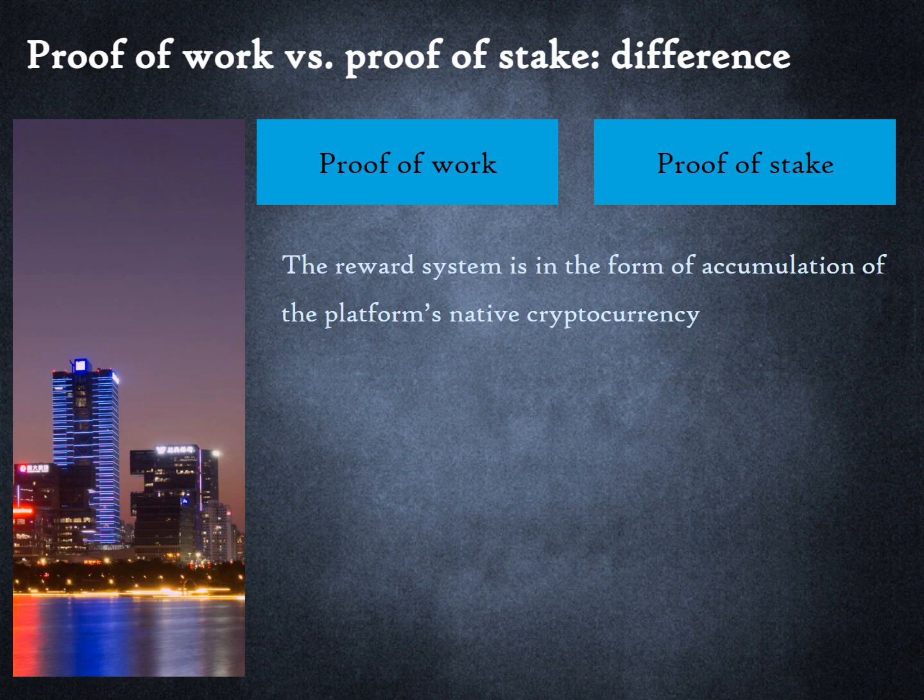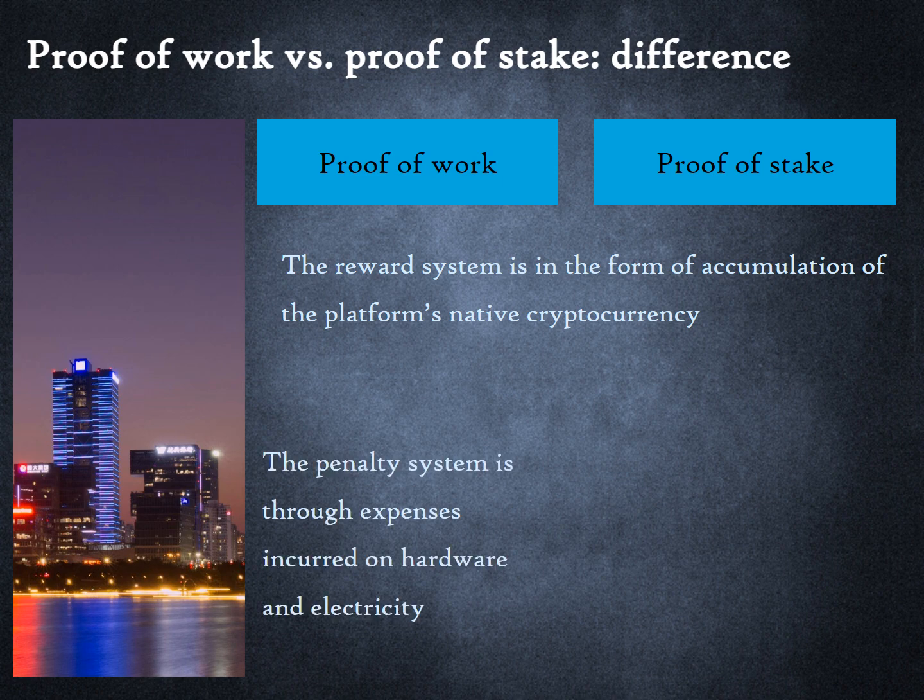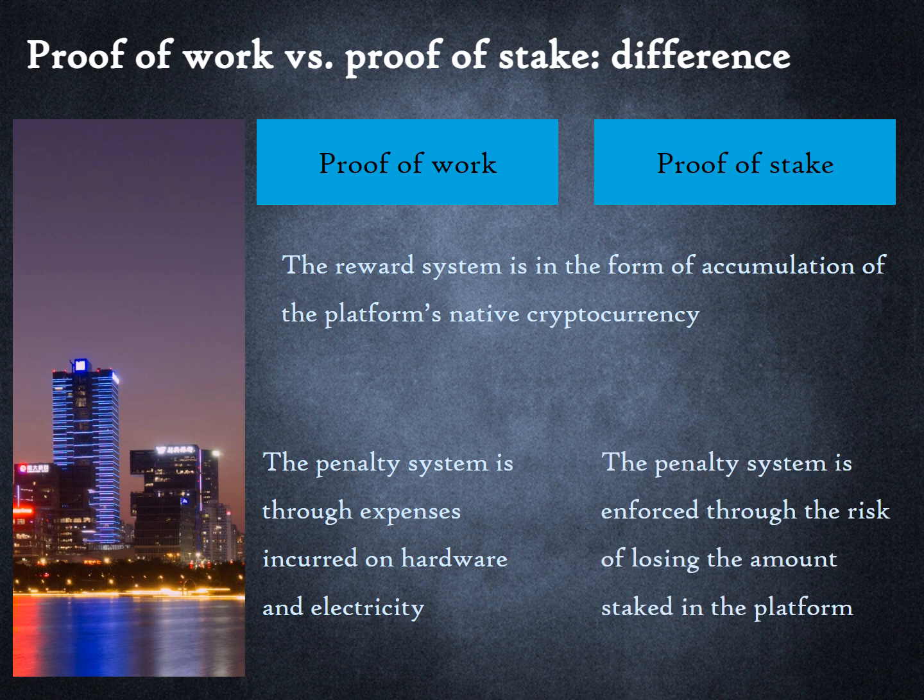In both proof of work and proof of stake, the reward system is in the form of accumulation of the platform's native cryptocurrency. But the penalty system in proof of work is through expenses incurred on hardware and electricity. The work in proof of work is the computational work done by the computer. A miner launching a 51% attack on the Bitcoin network must spend high amounts of energy and invest in expensive hardware. In proof of stake, the penalty system is enforced through the risk of losing the amount staked in the platform.